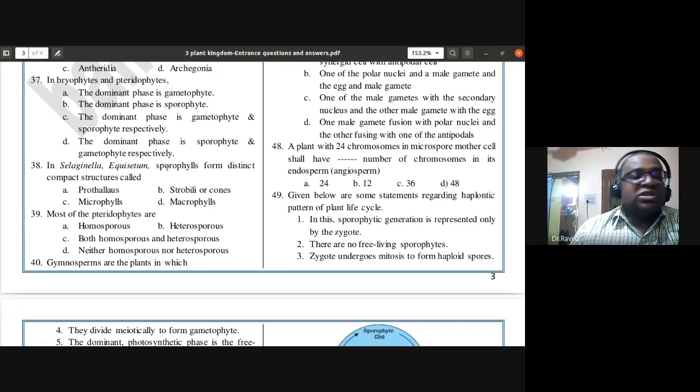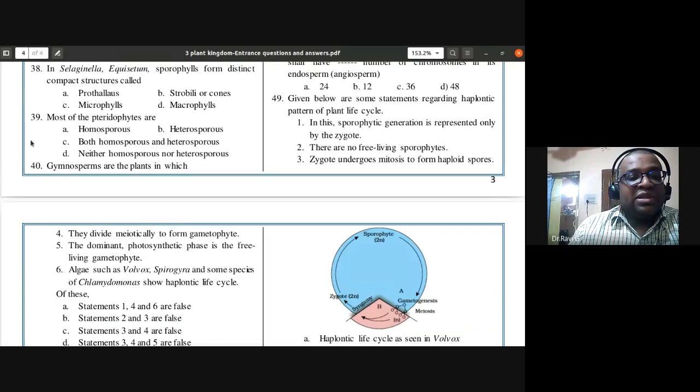Most of the pteridophytes are homosporous, heterosporous, both homosporous and heterosporous, or neither. So for the 39th, the answer is A, the majority of them are homosporous. A few of them are heterosporous, but they are exceptions. Homosporous is the major attribute of most of them.